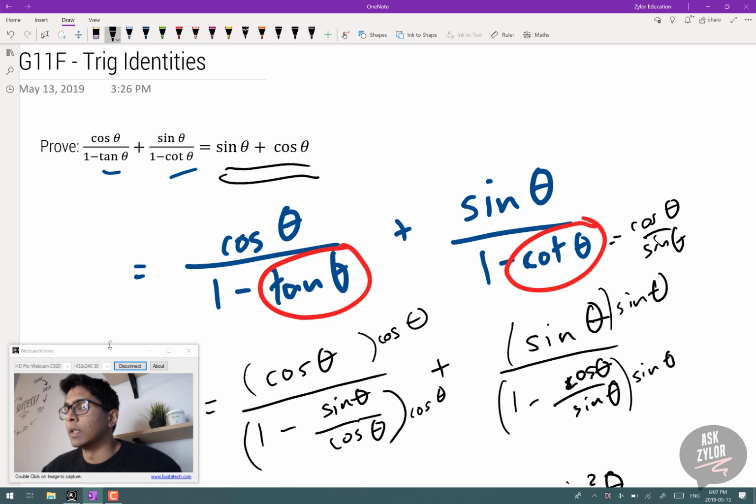And the next thing is that if you get a tan or cotangent or secant or cosecant, try to convert it into the primary trig ratios as much as possible, right? The sine, cos, and tan.